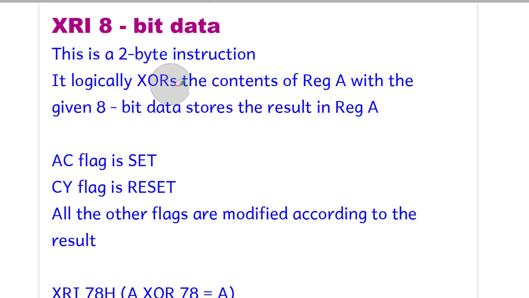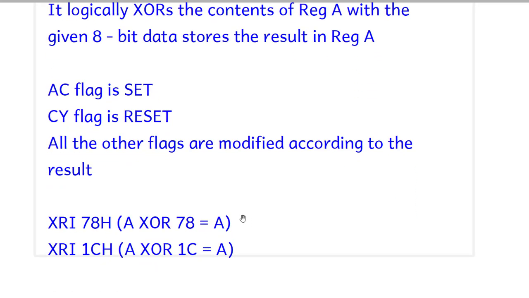It logically XORs the contents of register A with the given 8-bit data and stores the result in register A. By default, as we know, almost all the arithmetic and logic operations have A as one of the operands. Even in this case AC is set, carry is reset, and all the other flags are modified accordingly. The examples are XRI 78, which will logically XOR A with 78 and store in A. XRI 1C will logically XOR the contents of A with 1C and store the result in A.